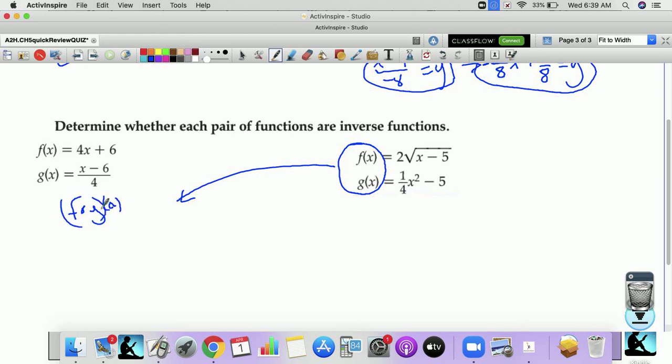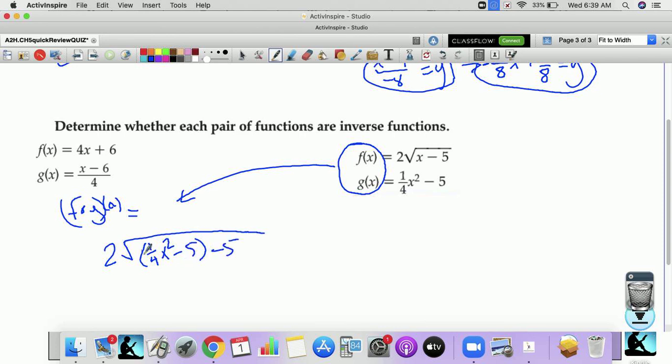So I'm going to take my g of x and plug it into my f of x. So I'm going to take this chunk and I'm going to put it in here. So I'm going to have 2 square root, instead of x, I'm going to plug in 1/4 x squared minus 5, and then a minus 5 on the outside.